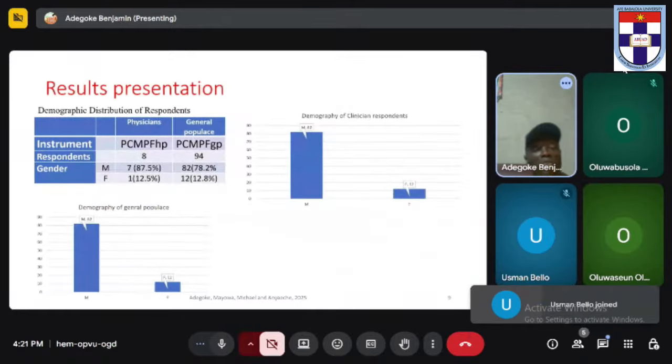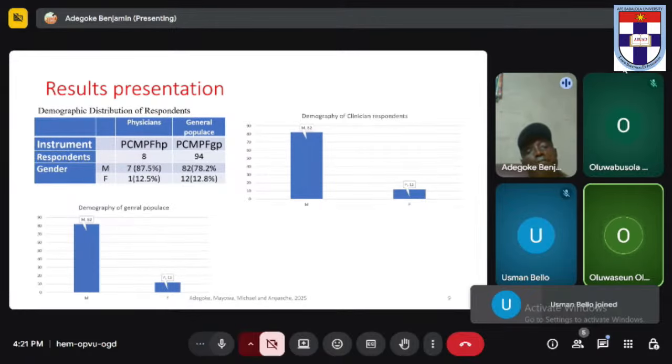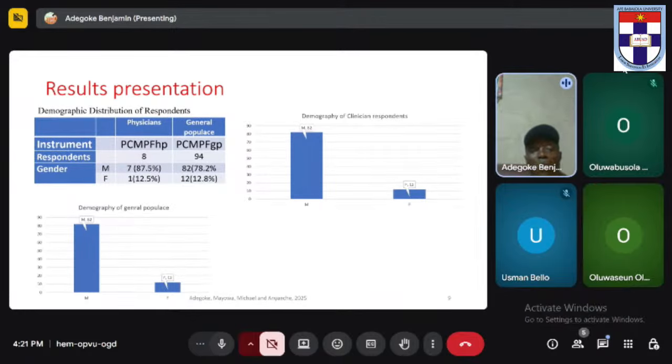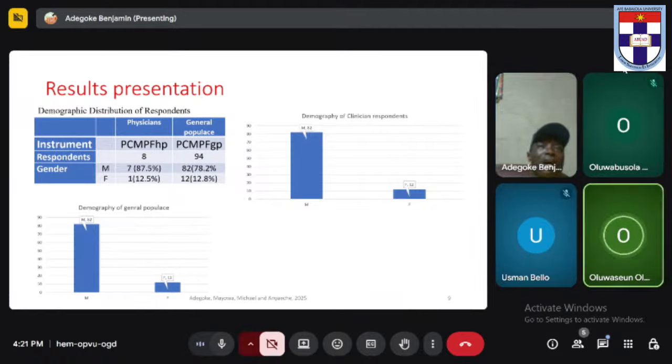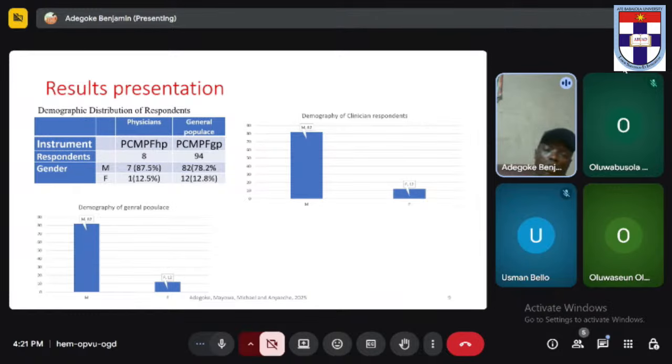This is the result. For the clinicians, we had 8 respondents because it was administered online. But for the general public, we had 94 respondents. In that table is the gender distribution of the respondents for the clinicians and also for the general populace, and the graph representing their demographic representation.